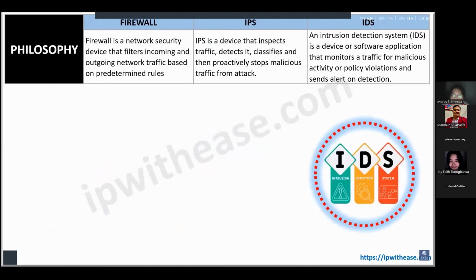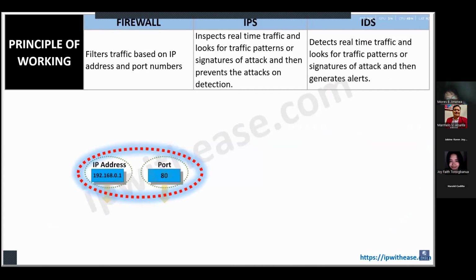IDS is also a close relative of IPS. However, IDS will not block the traffic unlike IPS. It will monitor the traffic for malicious activity and only sends the alert on its detection. This alert is generally sent either to the network or security administrator or else to a SIEM system. A firewall allows traffic based on a set of rules configured. It relies on the IP source, IP destination addresses, and the ports. A firewall can deny any traffic that does not meet the specific criteria.